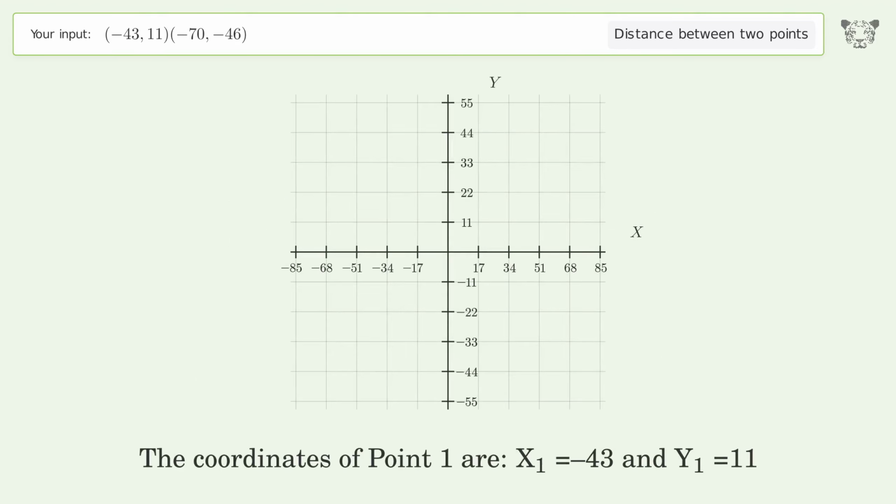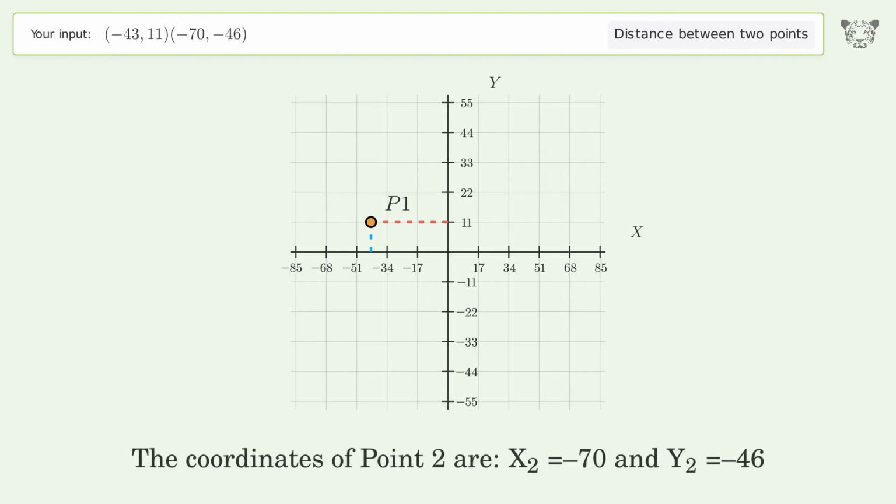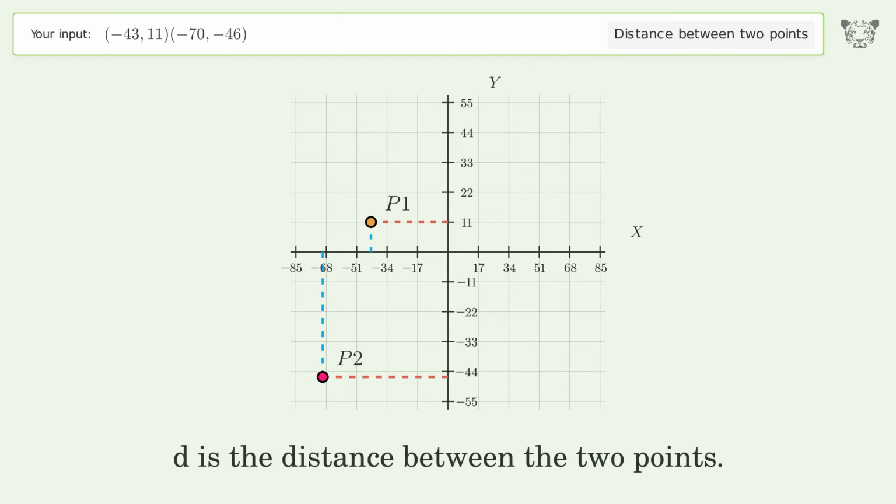The coordinates of point 1 are, x1 equals -43 and y1 equals 11. The coordinates of point 2 are, x2 equals -70 and y2 equals -46. D is the distance between the 2 points.